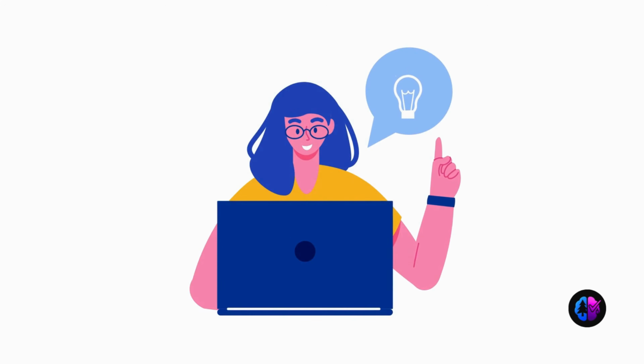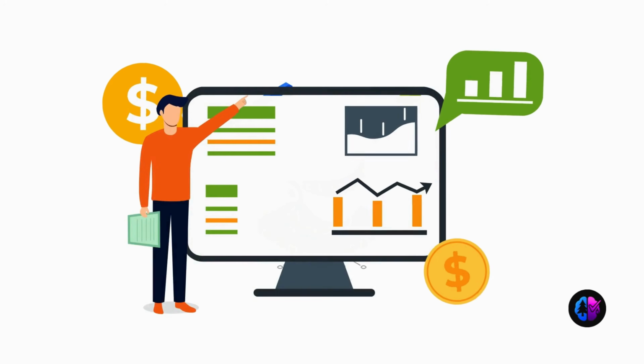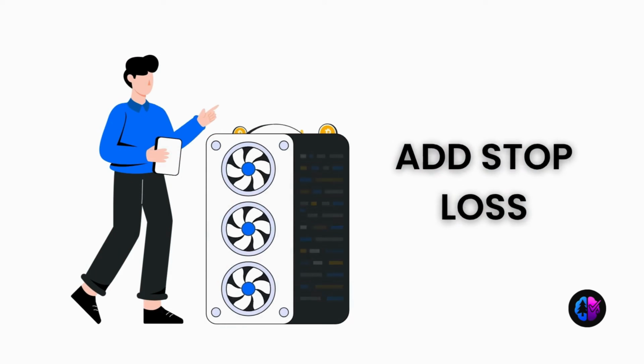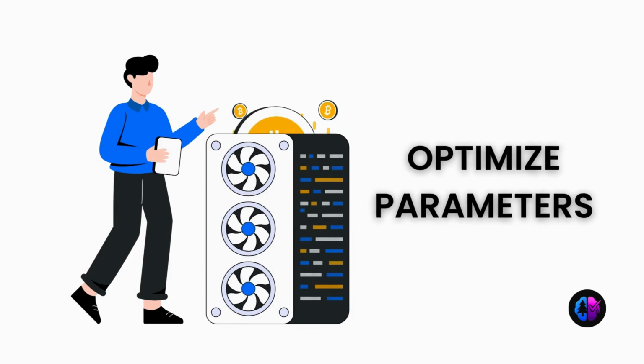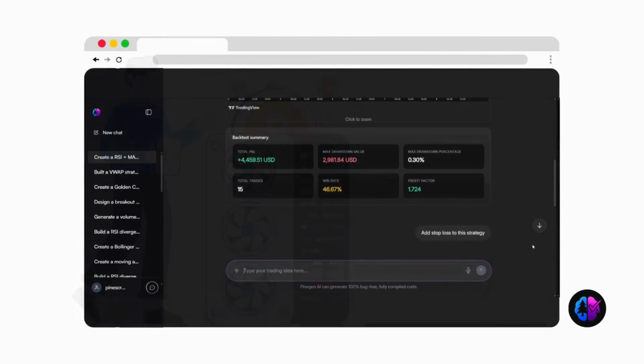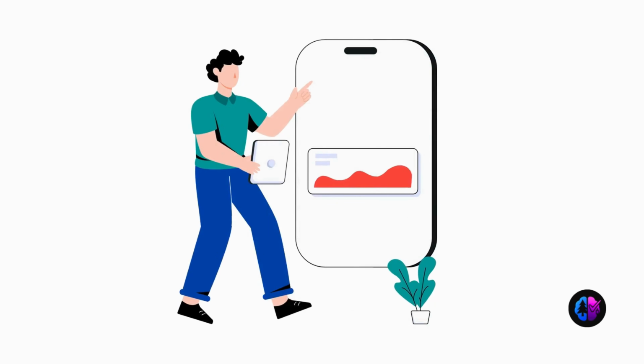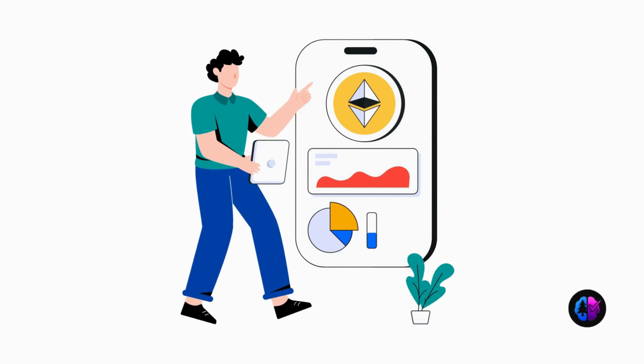But here's the game changer. You can refine the strategy right here based on backtest results. Add stop loss, adjust entry conditions, optimize parameters, all while watching backtest performance update in real time. You're not just generating code, you're engineering a profitable system.